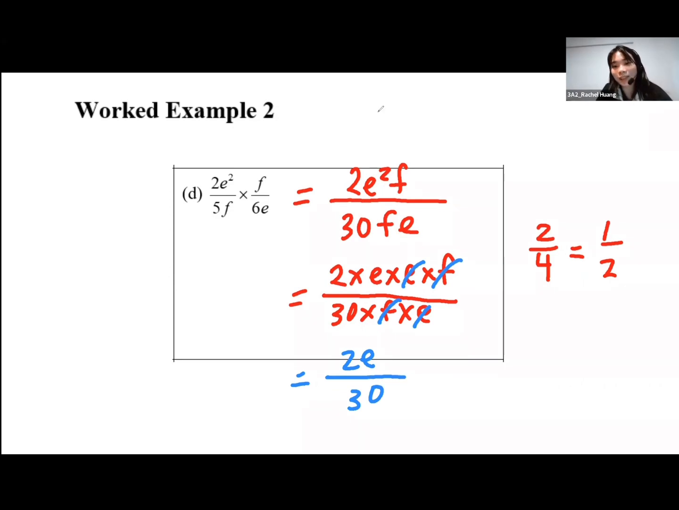Another method you can use is to divide the same to the top and the bottom to cancel out stuff. So I realized I can divide by 2 to the top and the bottom, and my final answer would actually be e, once I divided 2e by 2, I get e, and then 30 divided by 2 will give me 15. And that is my final answer. Okay, so that is all for algebraic fractions.